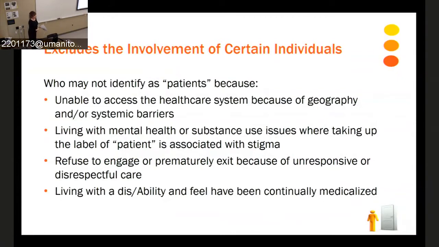And then people living with disabilities oftentimes may feel continuously medicalized by the healthcare system and hence not really engage with that terminology around patients. So understanding how to engage all of these and being cognizant of it all the time when you're building your engagement strategy, when you're building your recruitment strategy.